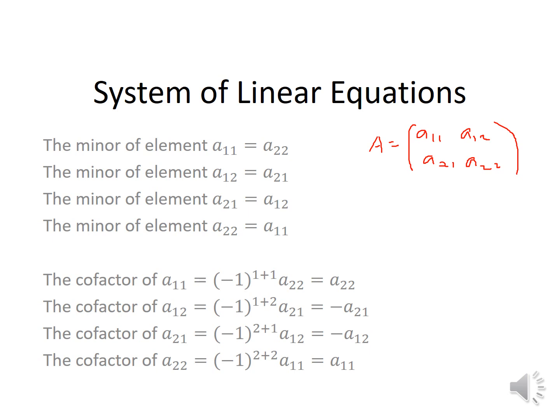For the cofactor, this is the formula, the method to get the cofactor. So the cofactor of A11 is given by -1 power to i plus j. The i is 1, the first row, and the j is the first column here. And then multiply the minor of element A11. The minor of element A11 is A22. And -1 squared is positive.